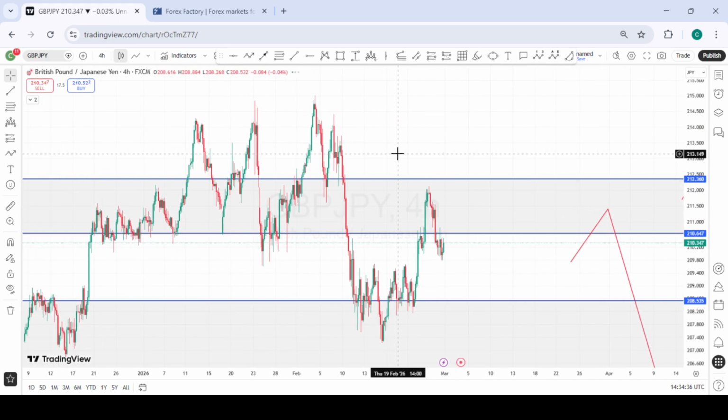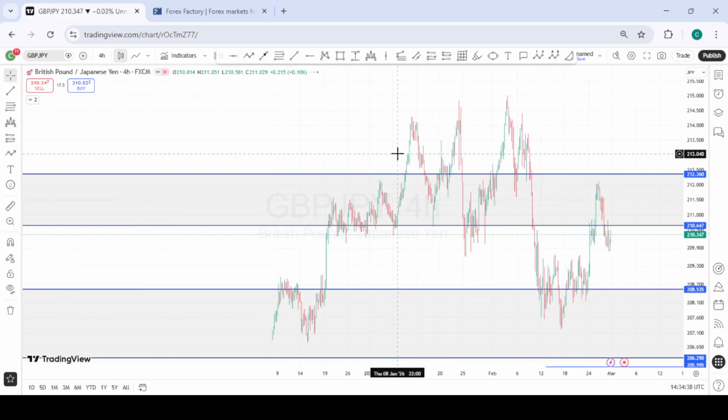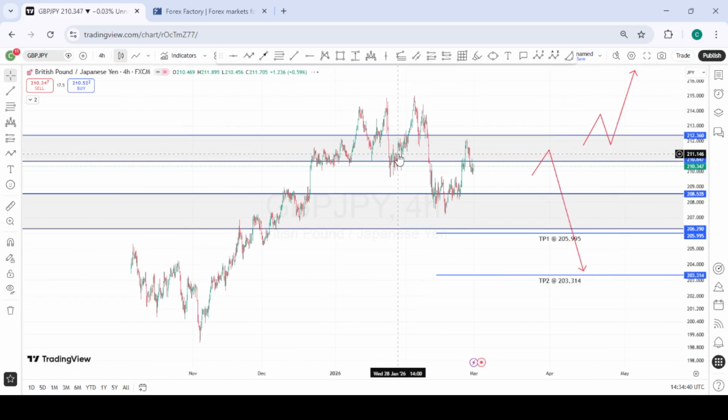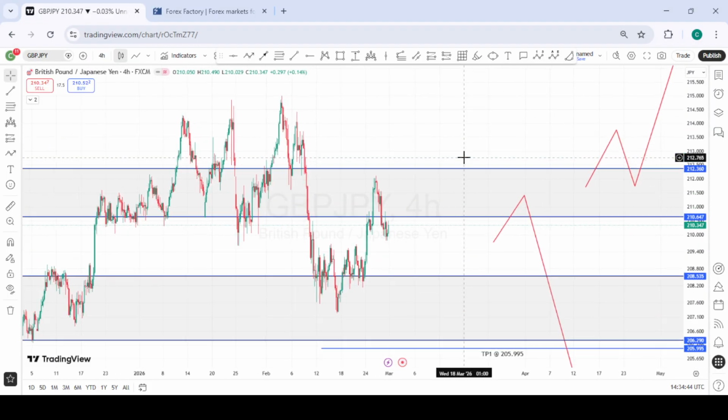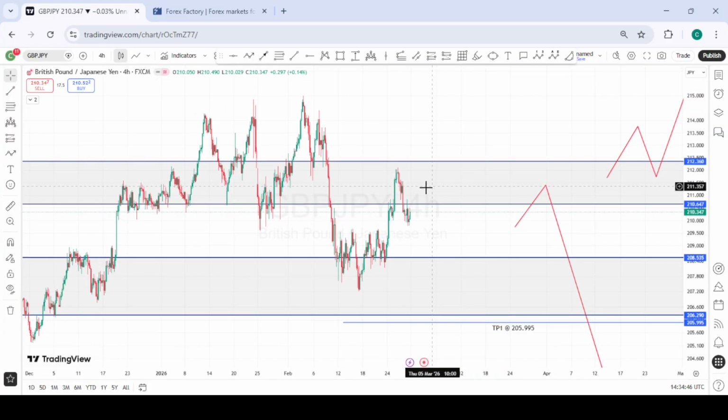We have here GBPJPY, and GBPJPY is very tricky now. Last week we anticipated that price was going to pull back to this area of interest to give us selling opportunities. Price pulled back to the area and gave us a strong reaction from the zone. I think that's a result of the weakness in GBP last week.